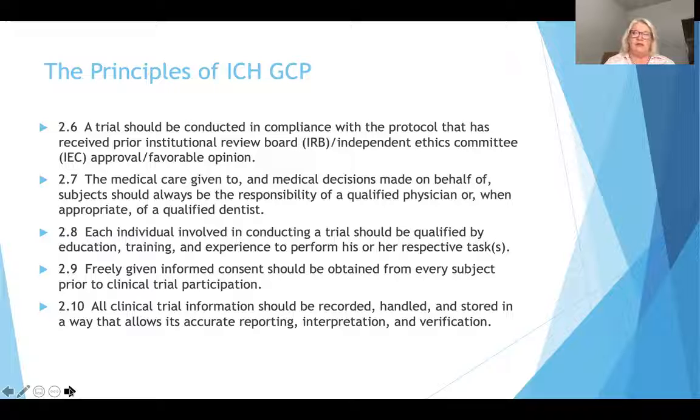Informed consent, and we'll talk about this, must be freely given and obtained for every subject prior to clinical trial participation. This also includes screening procedures in order to determine if somebody would be a suitable candidate for a clinical trial. They must absolutely be given informed consent before anything is happening. And then the clinical trial information must be recorded, handled, and stored in a way that allows viewers to check the veracity of the reporting, interpretation, and verification. Series of checks and balances.